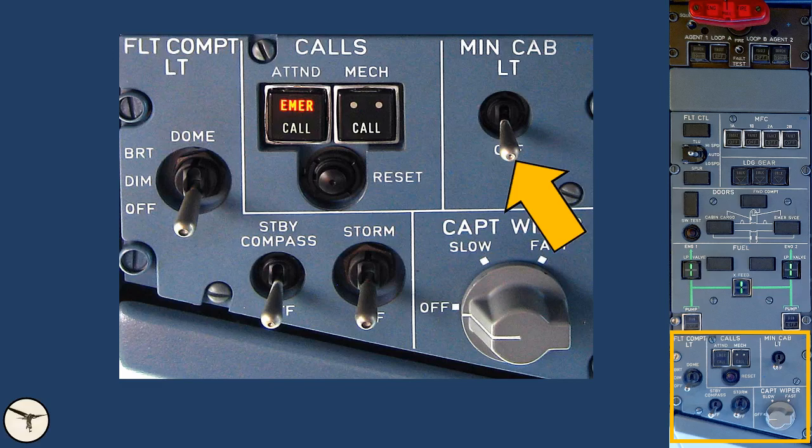The minimum cabin light provides some light in the cabin in case the aircraft is powered by battery alone. This is useful after engine shutdown and external power is not available. It is also used for emergency evacuation.